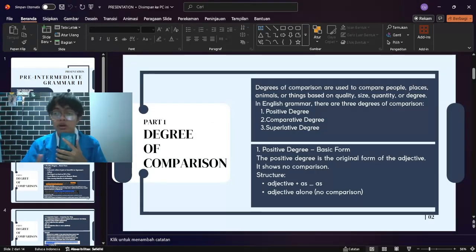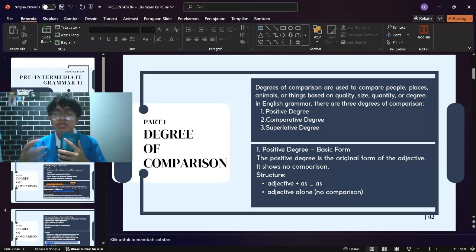Part one: degrees of comparison. Degrees of comparison are used to compare people, places, animals, or things based on quality, size, quantity, or degree in English grammar. There are three degrees of comparison: positive degree, comparative, and superlative.